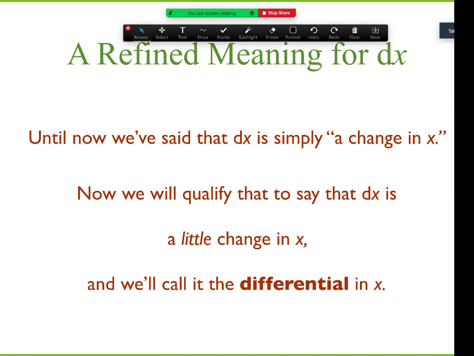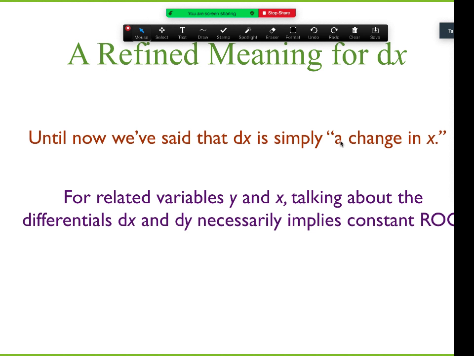And as such, we call it a differential. Okay, it's still a variable. It's still a small change that varies, but it's small, okay? So for related variables y and x, talking about differentials dx and dy, that implies constant rate of change. So when dx is small enough, even with a changing rate situation, the implication is that you still have constant rate of change on that micro level. Does that make sense?